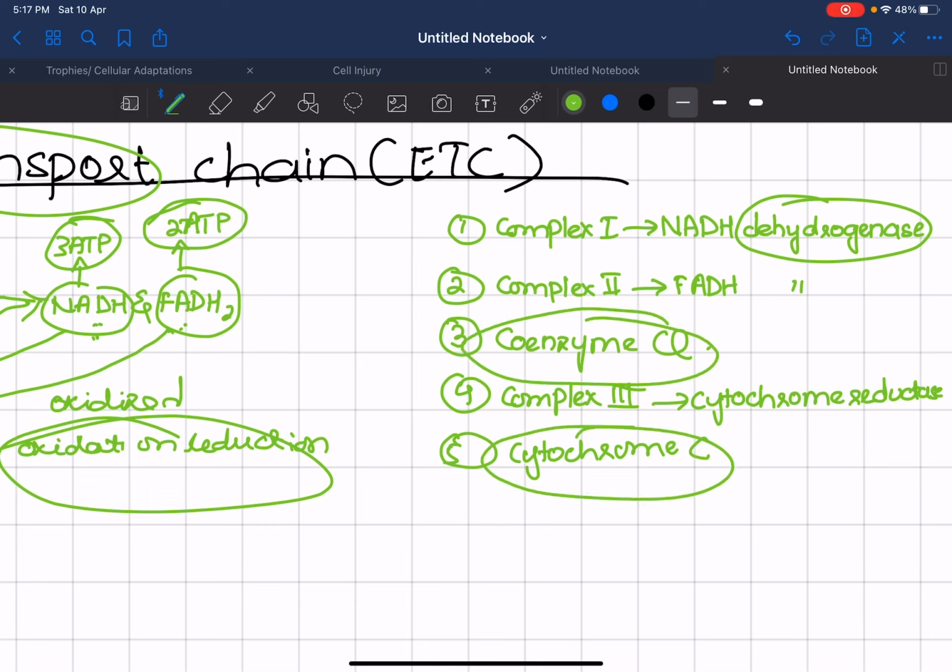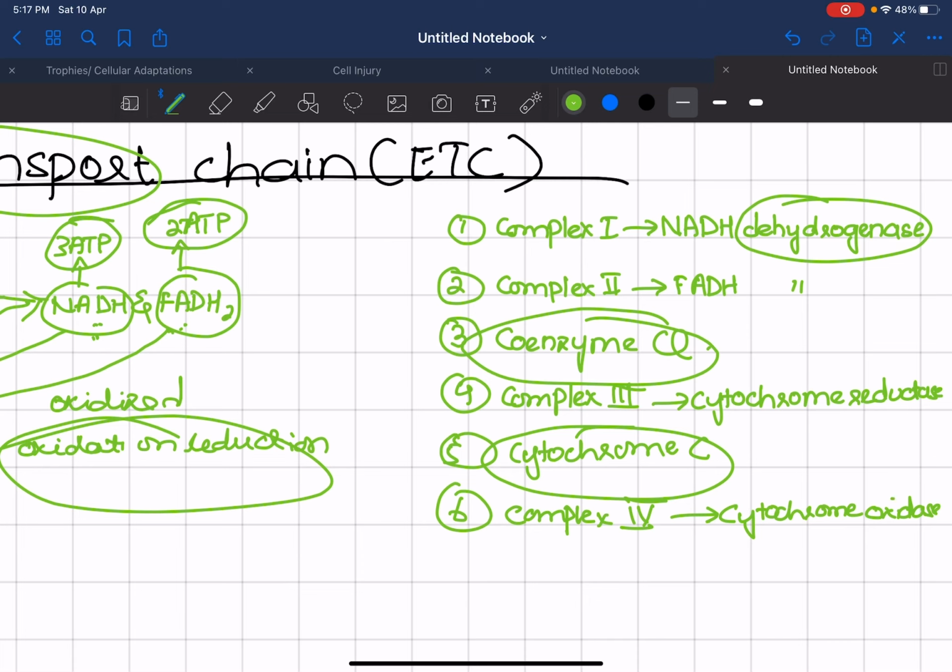Then this is the fourth complex, or the last complex, and that is basically what we call the cytochrome oxidase. What is it? Cytochrome oxidase. One is reductase, the other is oxidase, okay?